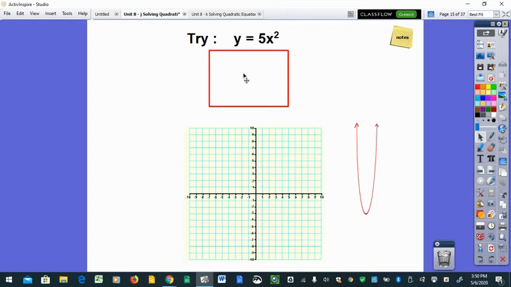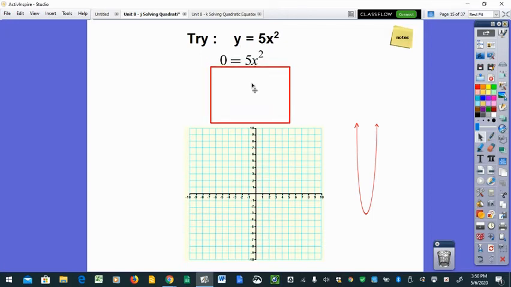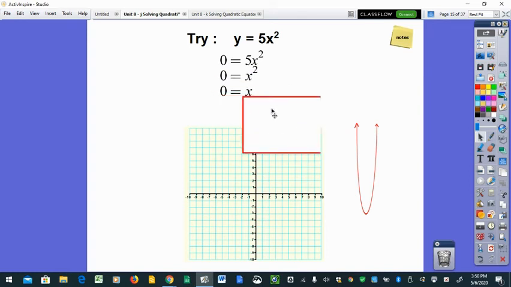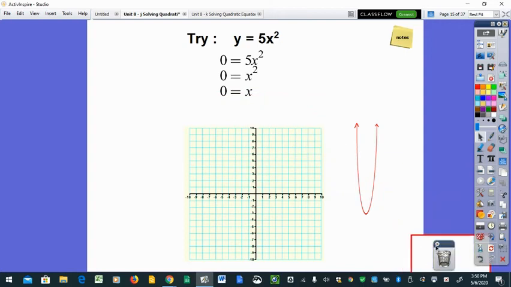How about this one? I'm going to put 0 in. Okay, I'm going to divide both sides by 5, and 0 divided by 5 is 0. The square root of 0 is 0. There is no plus or minus here, so there's only one answer. So what's going on here?